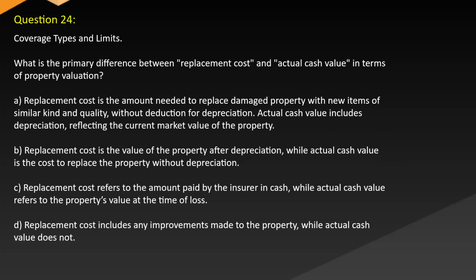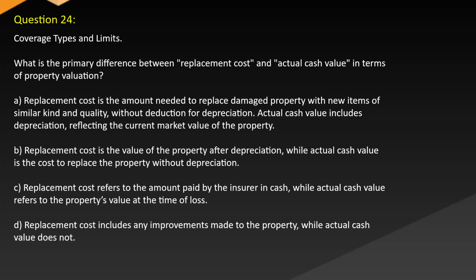Question 24. Coverage types and limits. What is the primary difference between replacement cost and actual cash value in terms of property valuation? A. Replacement cost is the amount needed to replace damaged property with new items of similar kind and quality, without deduction for depreciation. Actual cash value includes depreciation, reflecting the current market value of the property.